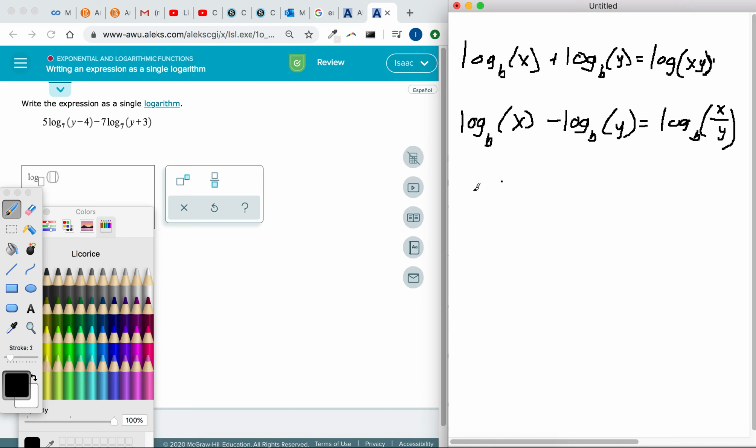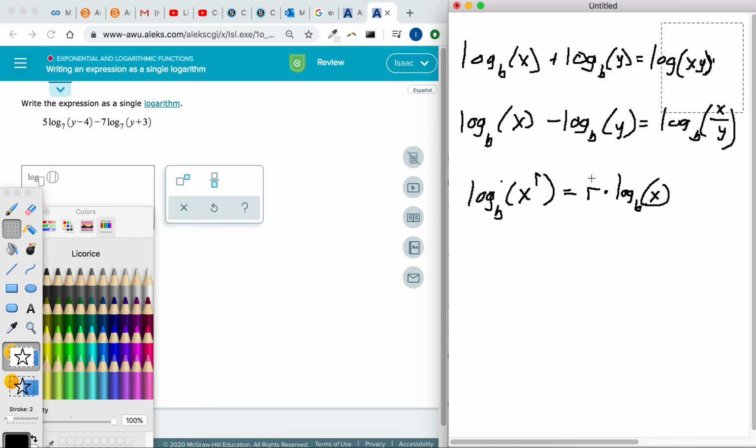And then we have one last rule. If you're taking a logarithm, doesn't matter what base, if the argument has a power of r, then that r can come down and multiply. So we often have to make that r come down and multiply before we get to apply rule 1 or rule 2 here.